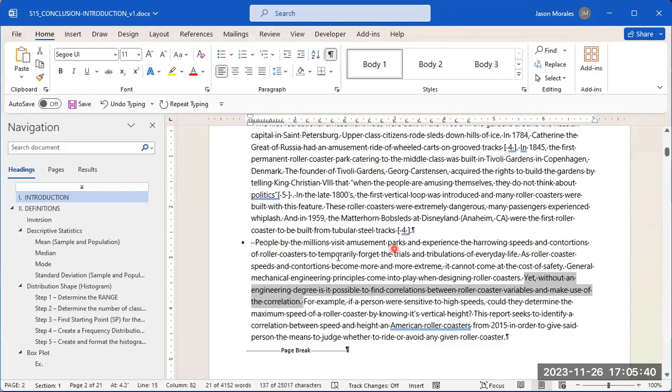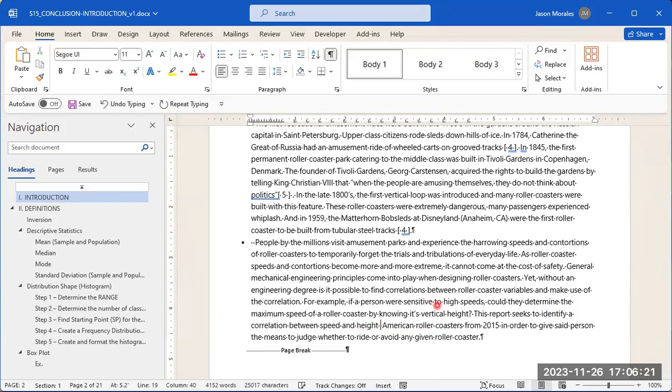Here I'm saying everybody uses roller coasters, but roller coasters are getting faster and more extreme, and that roller coasters are designed by specific engineering principles. And so we can start to understand those design principles without actually having an engineering degree. And so then I said, for example, if a person were sensitive to high speeds, could they determine the maximum speed of a roller coaster by knowing its vertical height? This report seeks to identify a correlation between speed and height.